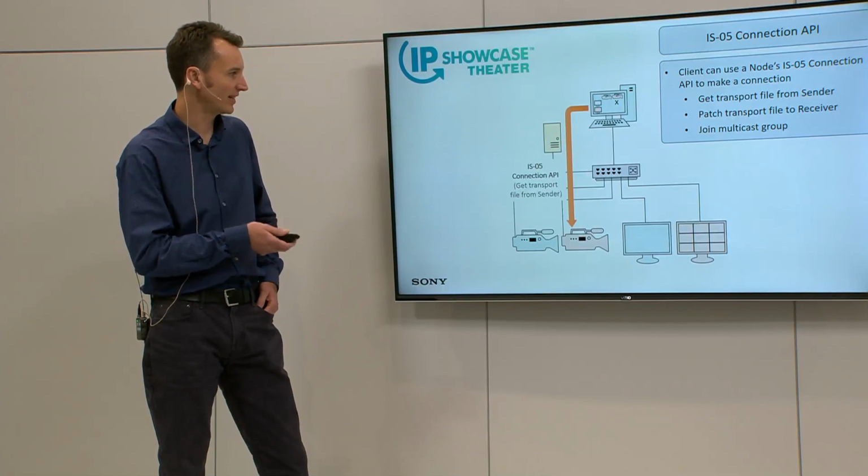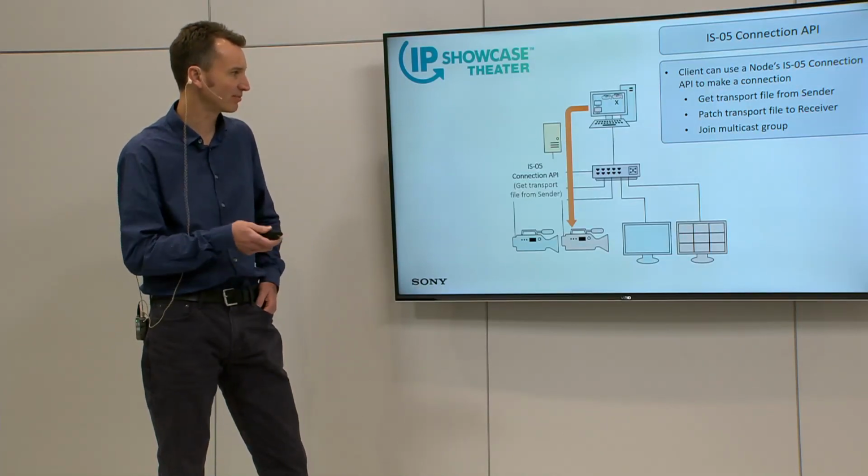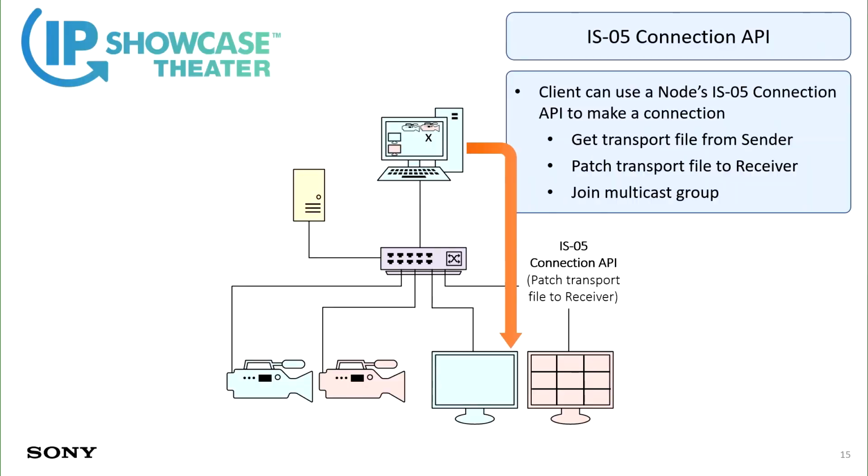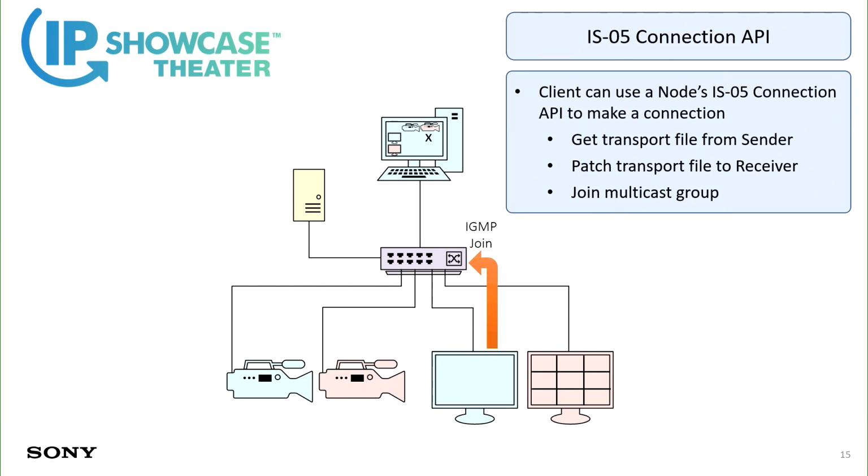So once the client has received that transport file from the sender, it will patch it to the receiver, and then the receiver can make itself ready to receive the stream over the network and it can make a call to the network to join the multicast group by using something like IGMP join, and then using standard network technology, the switch or the network will make sure the packets start to flow from the sender node to the receiver node, and hopefully we get a picture on our monitor from our camera in this case.